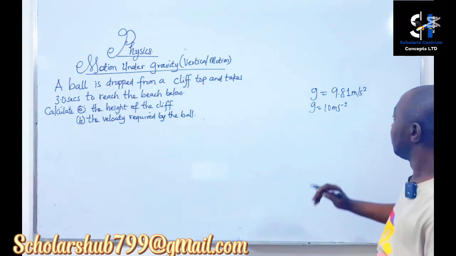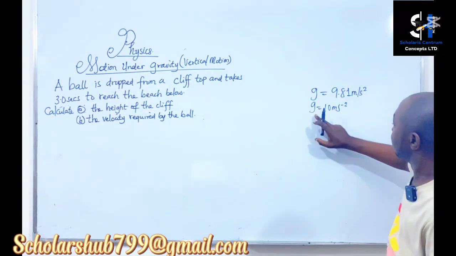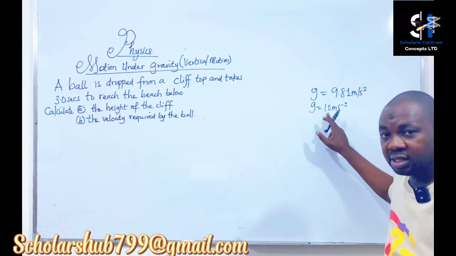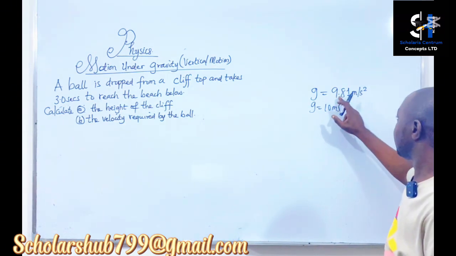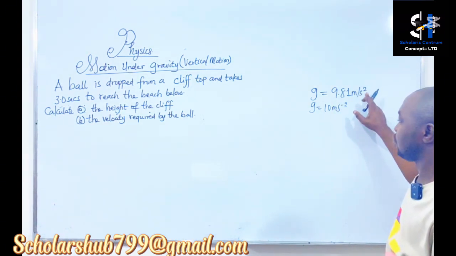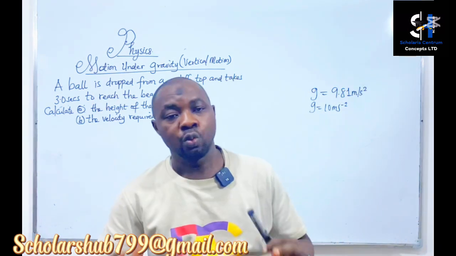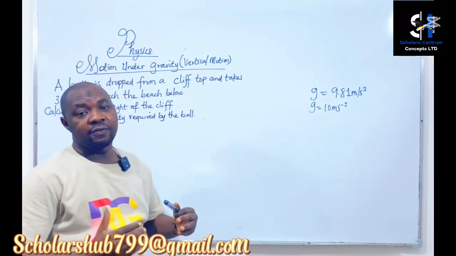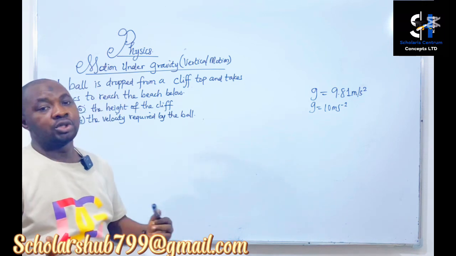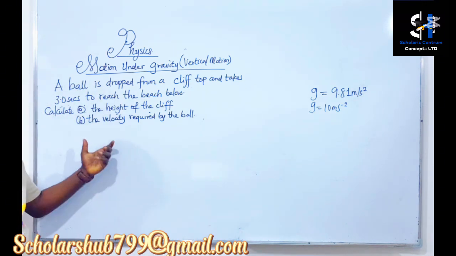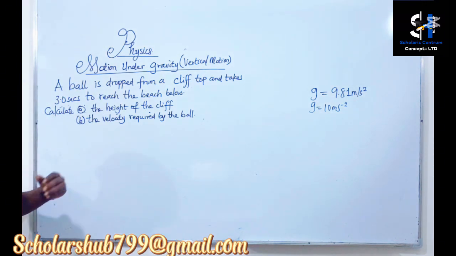So that means we can consider the value of g to be 10 meters per second square or 9.8 meters per second square. And that's why the force is called weight. We know that weight is the force exerted on a body due to gravity. Now, we have this question to solve.